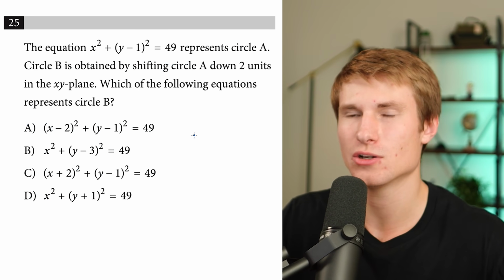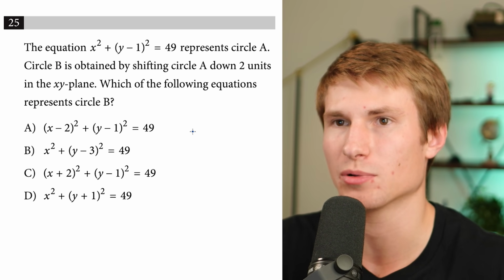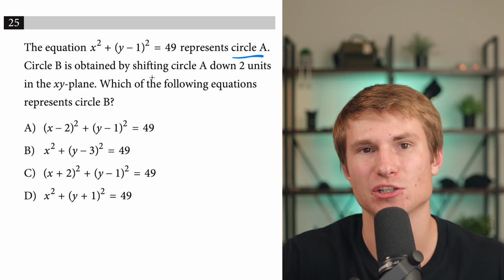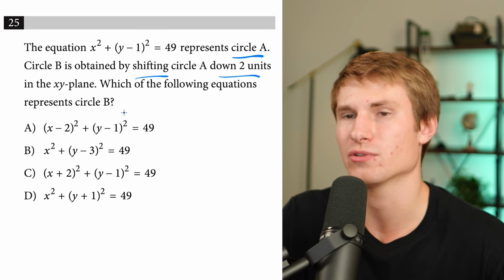Here's why you need to know the equation for a circle on the SAT. Question 25 states the equation x squared plus (y minus 1) squared equals 49 represents circle A. Circle B is obtained by shifting circle A down 2 units in the xy plane. Which of the following equations represents circle B?